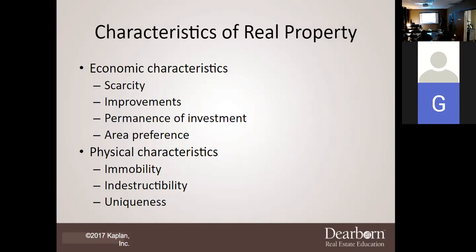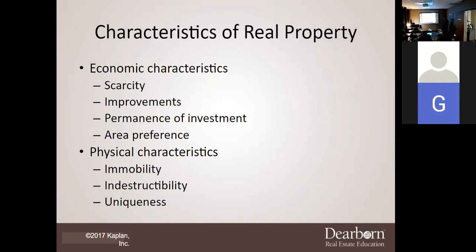But let's get back here. Characteristics of real property. Of course, these are the things that make real property valuable. That's why we talk about the economic characteristics. What exactly makes this item valuable? In this particular situation, the key thing we're going to be discussing is, number one, diversity. There is a very limited amount of property.